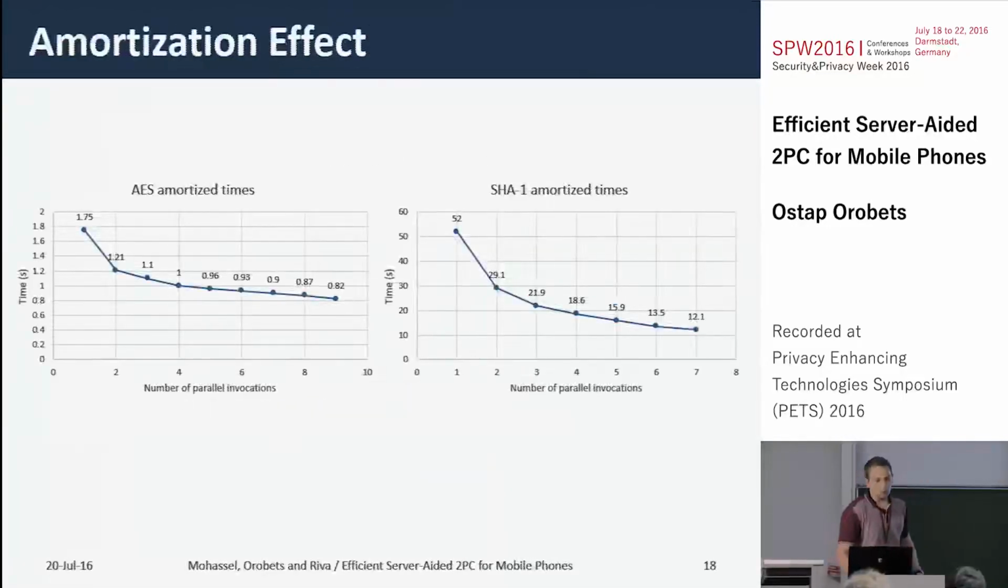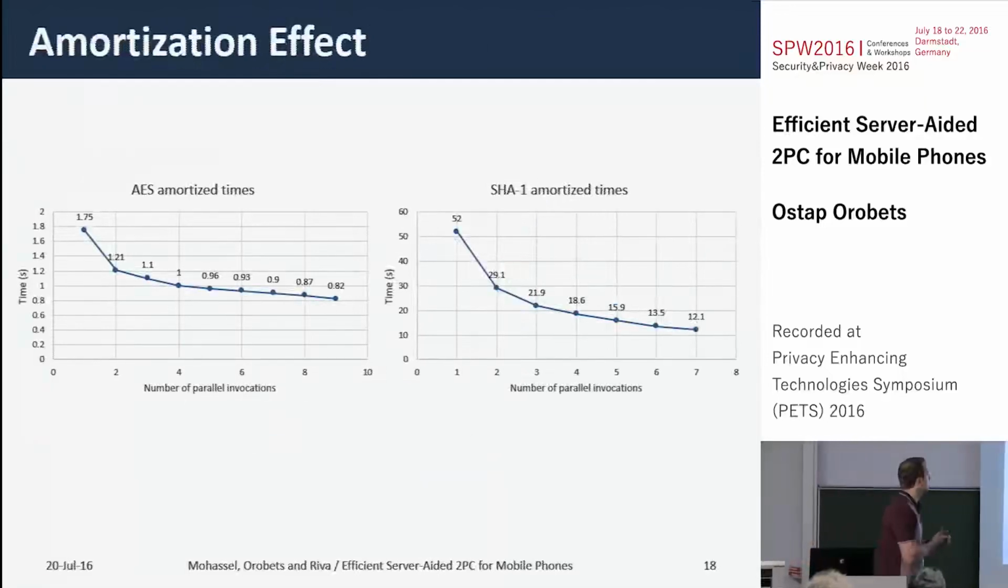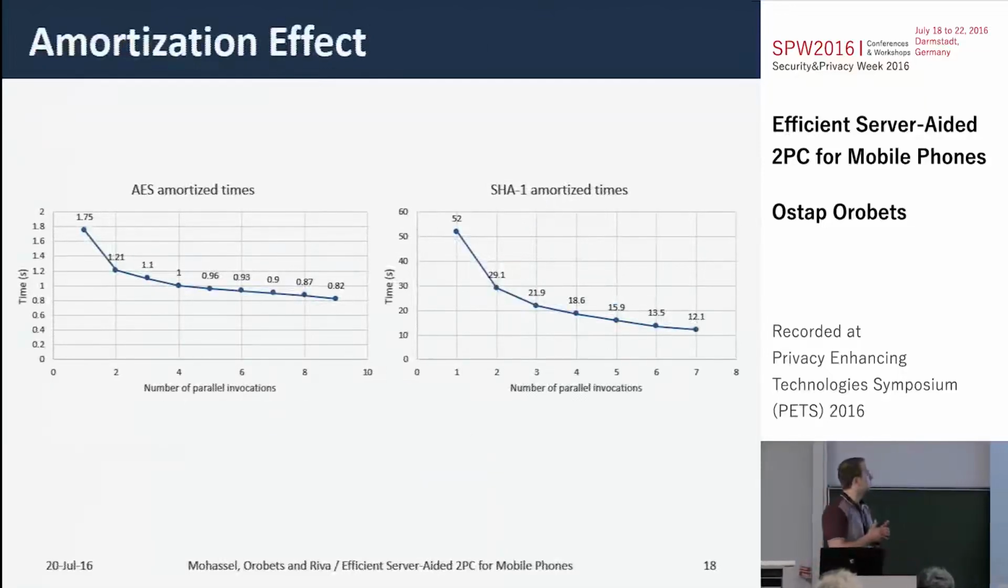To overcome this, we constructed additional circuits where we did AES and SHA-1 batch invocation. Basically, the depth of the circuit was the same, but we were able to compute multiple blocks at a time. So it lowered the computation of AES to 0.82 seconds and SHA-1 to 12 seconds from 52.